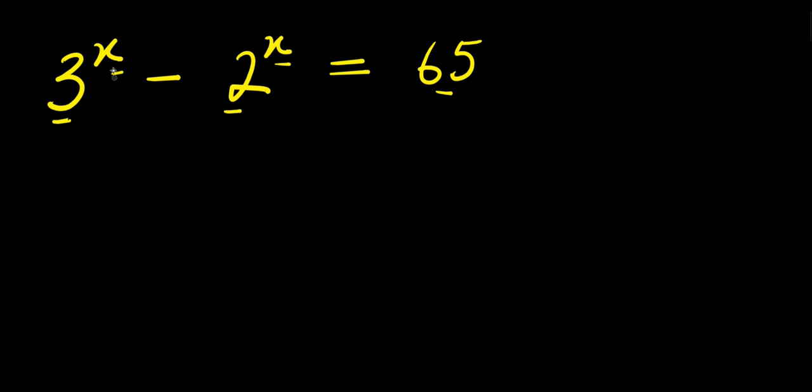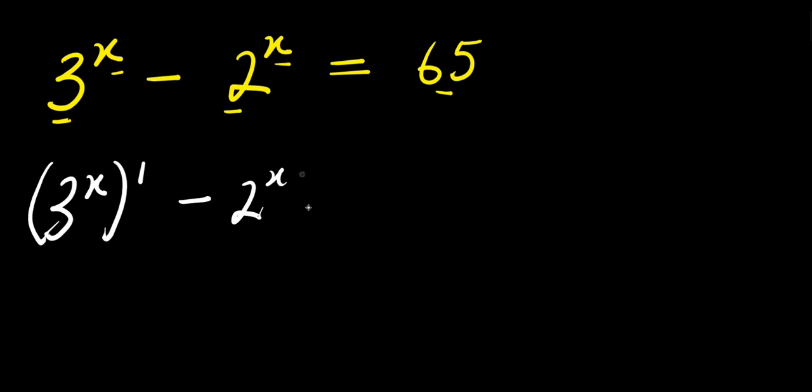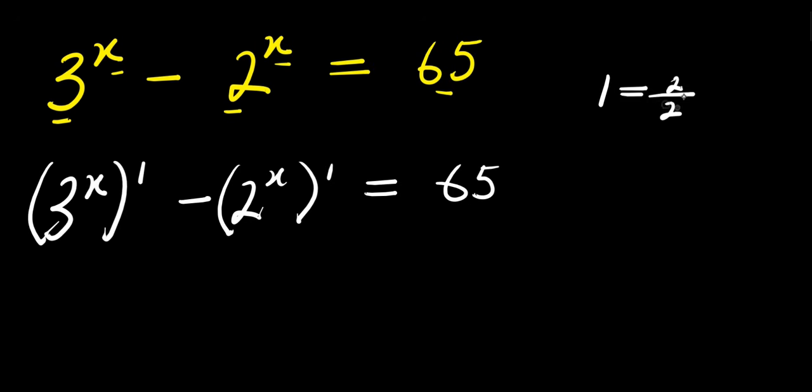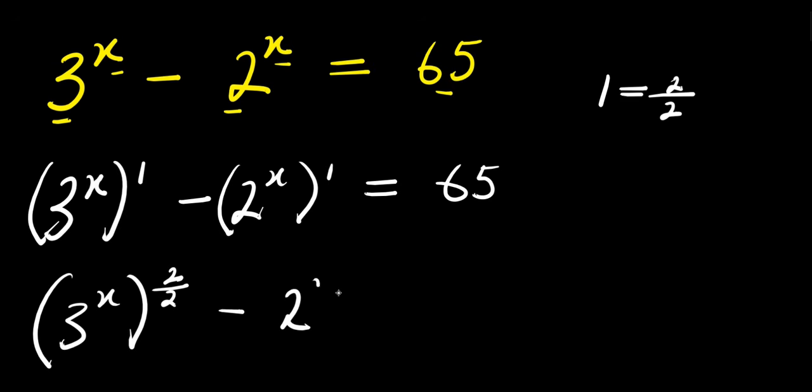So we start by raising this to the power of 1. So we have 3 power x raised to the power of 1 minus 2 power x raised to the power of 1 equals 65. So remember, if I have 1, this is the same as writing 2 over 2. That's the equivalent of writing 1. So I have 3 power x raised to the power of 2 over 2 minus 2 power x raised to the power of 2 over 2 equals 65.